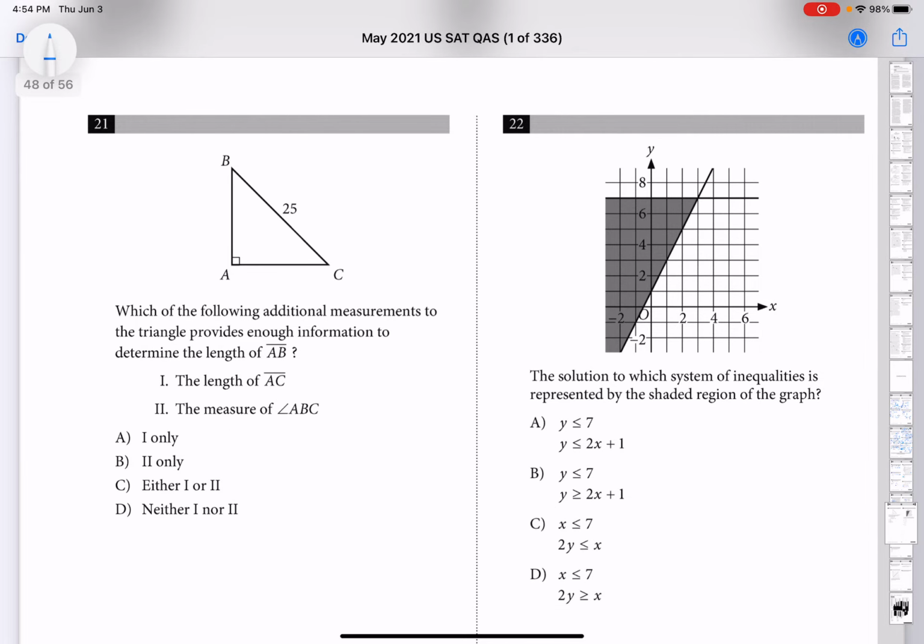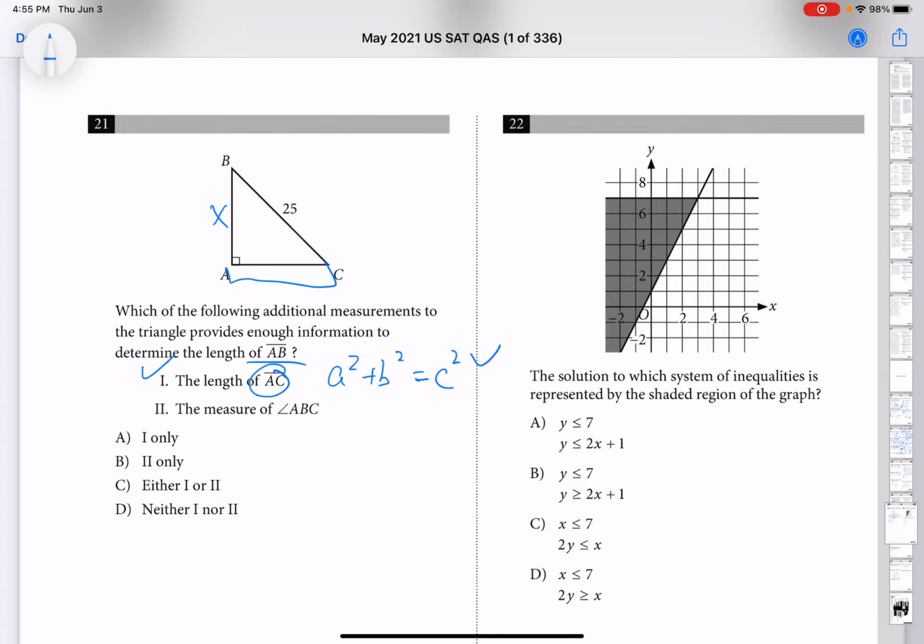All right, guys, moving on to question number 21. Which of the following additional measurements to the triangle provides information to determine the length of AB? So you're trying to determine the length of AB, which is this here. Let's see what happens if you have AC. If you have this, then you can use the Pythagorean theorem. You just use a squared plus b squared is equal to c squared, and that should work.